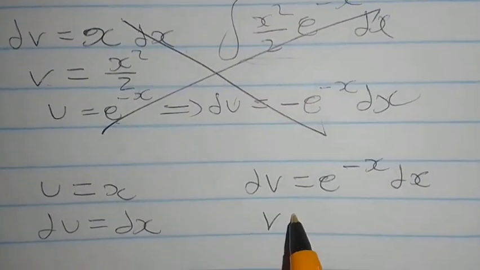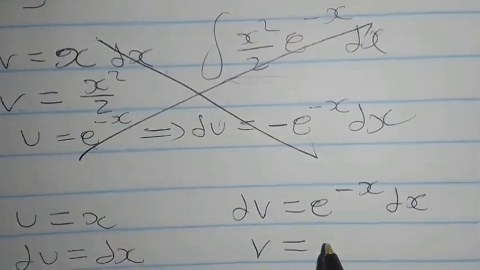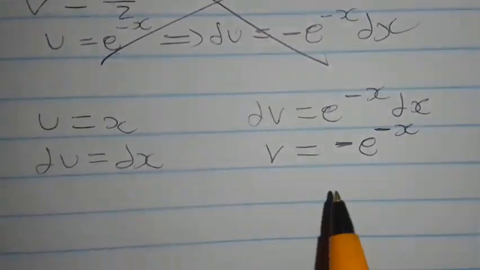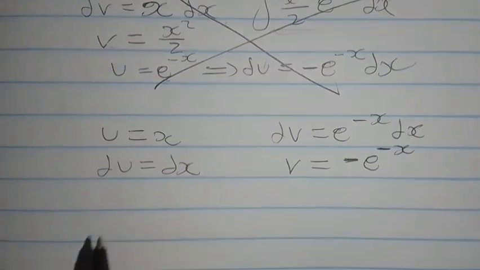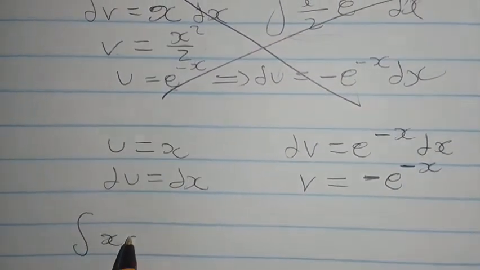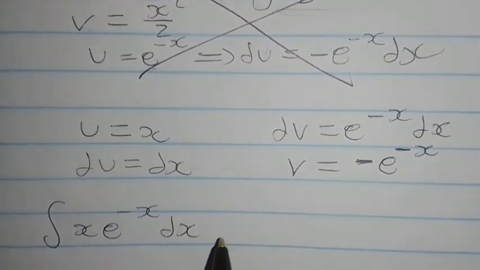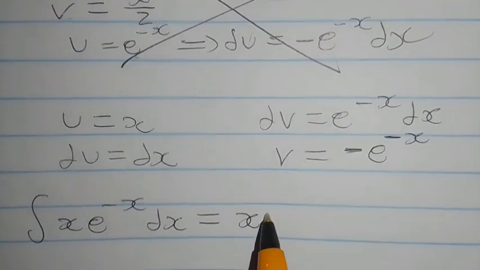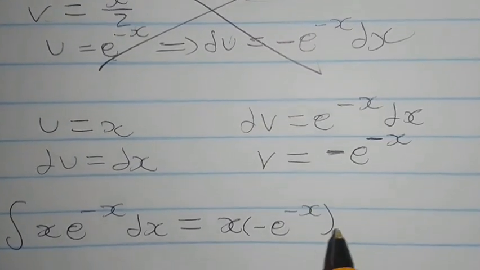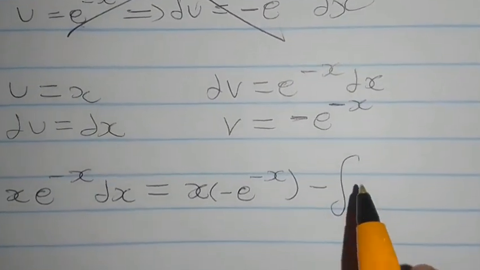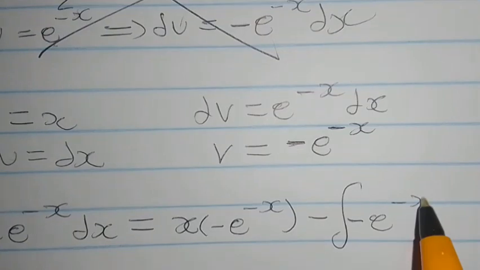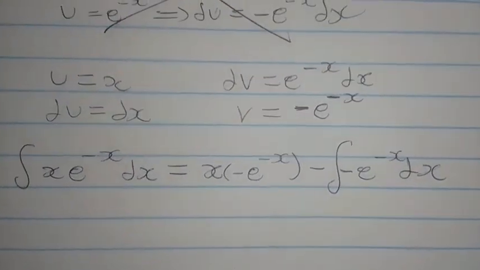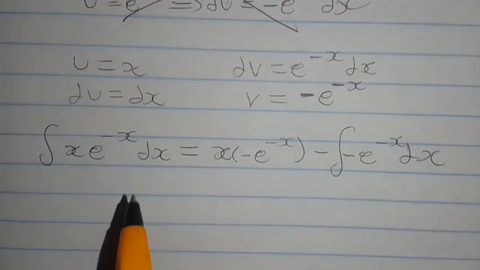So that means that v will be equal to, you integrate e to the power minus x, you can do that directly, so it will be minus e to the power minus x. So now working on that, you have something like this. So that means that the integral of x multiplied by e to the power minus x dx will just be equal to uv, which is just x, and v is minus e to the power minus x. And then you subtract the integral of v, which is just minus e to the power minus x, and now du is dx. So that means you have something like this. So that's how you can work this one out.